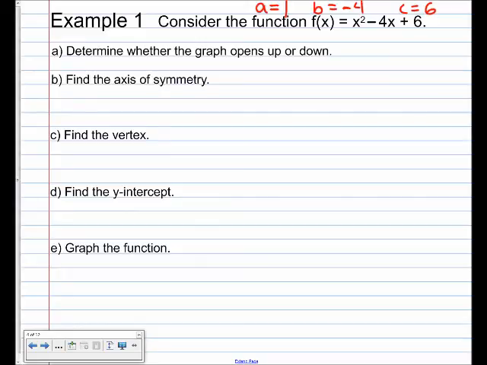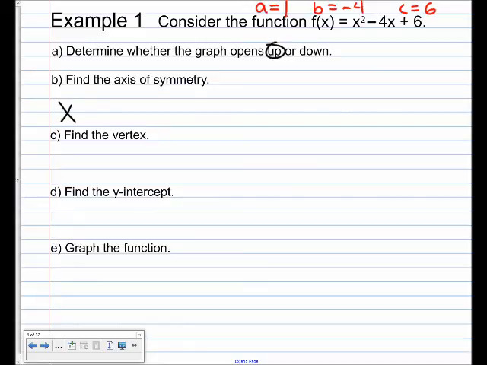All right. Does it open up or down? If you look at the very beginning, what is there? There's nothing there, so it is a positive. I notice it is a 1, but positive is the thing I care about. So it is up. All right, so this is going to open up. So it'll be a happy parabola. Okay? Now, the axis of symmetry.